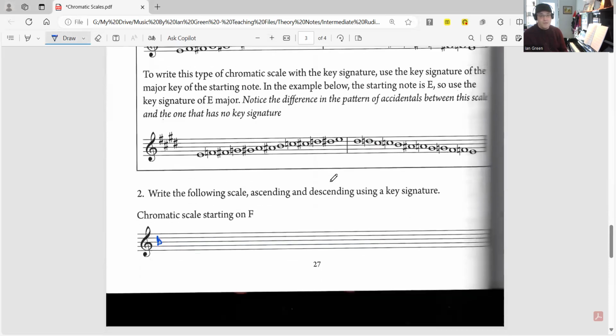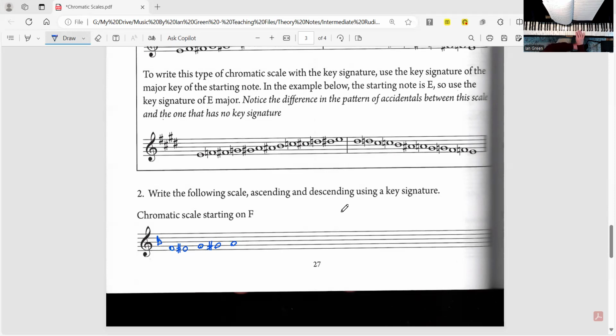Now what I'm going to do is draw F, and then F sharp, and then G, and then G sharp. Then I'm going to go to A, so that those notes all are the first part of the chromatic scale. F, F sharp, G, G sharp, A.